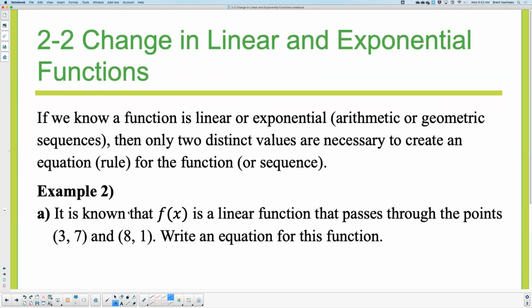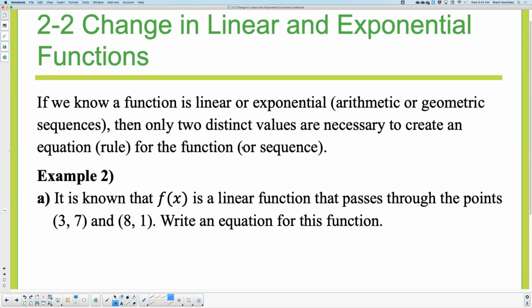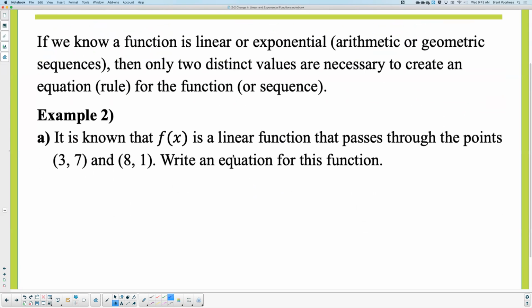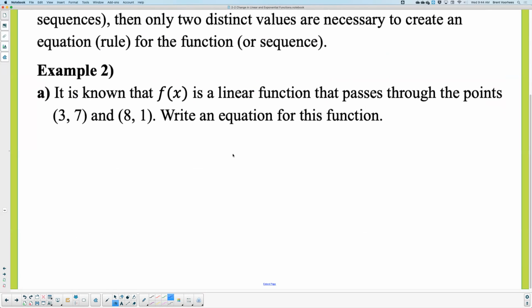On example 2, it says this. If we know a function is linear or exponential, meaning arithmetic or geometric sequence, then only 2 distinct values are necessary to create an equation or rule for the function. So example 2, it says it's known that f of x is a linear function. So we know that it's linear, and it passes through those 2 points. So write an equation. So what's the thing we don't know right now?